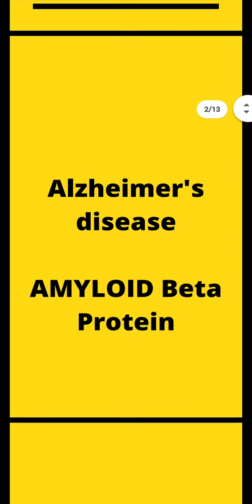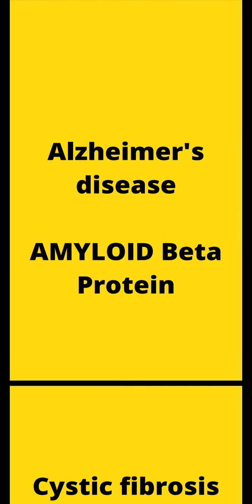So first disease is your Alzheimer's disease. Alzheimer's disease is caused due to the defect in the amyloid beta chain, and this particular defect will lead to this disease, that is Alzheimer's disease. Here we are just going to list the diseases as well as their defective proteins, and these are, once again I am saying, very important as far as the exams are concerned.